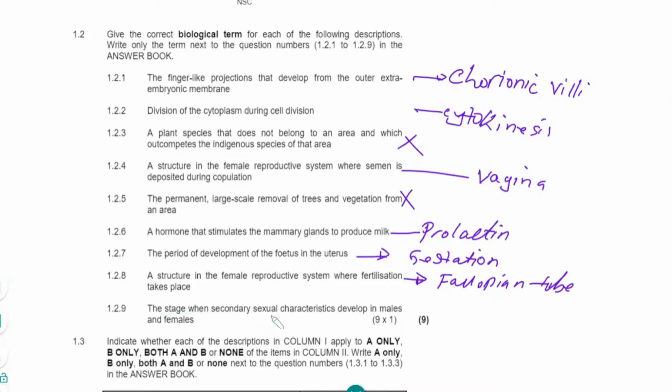1.2.9, the stage where secondary sexual characteristics appear in male and female. We call that one puberty. So basically, that's the second part of our discussion.